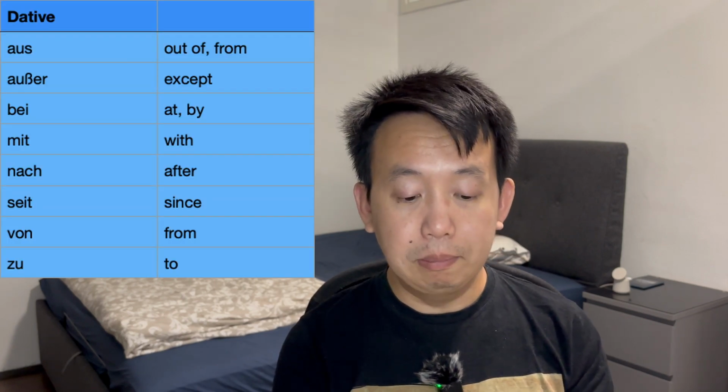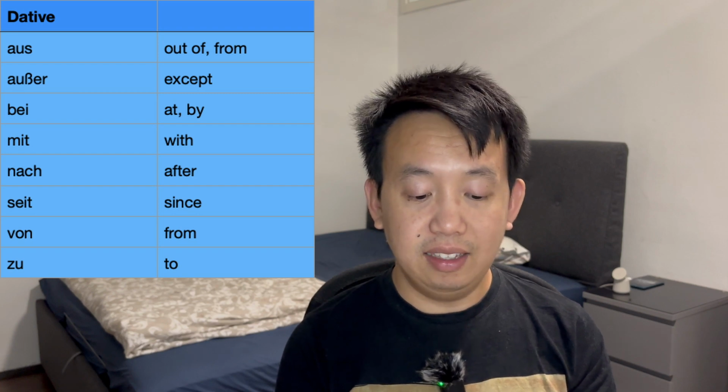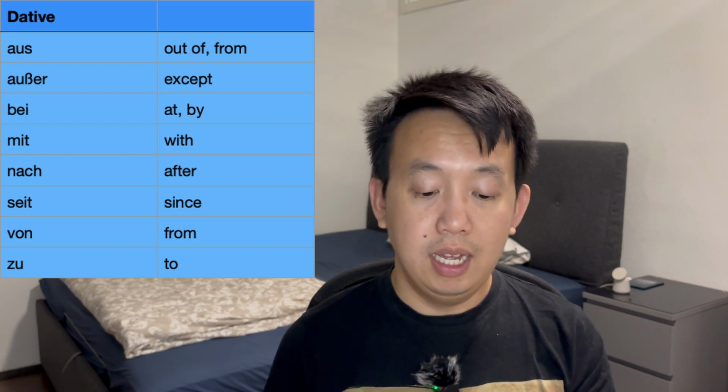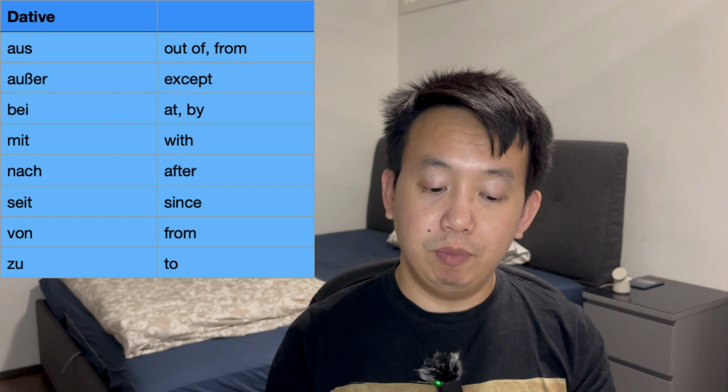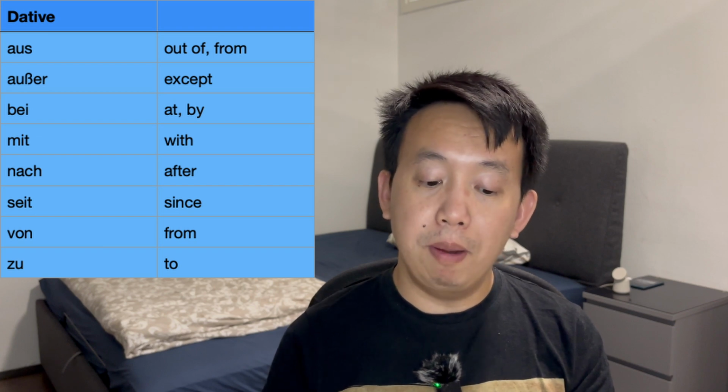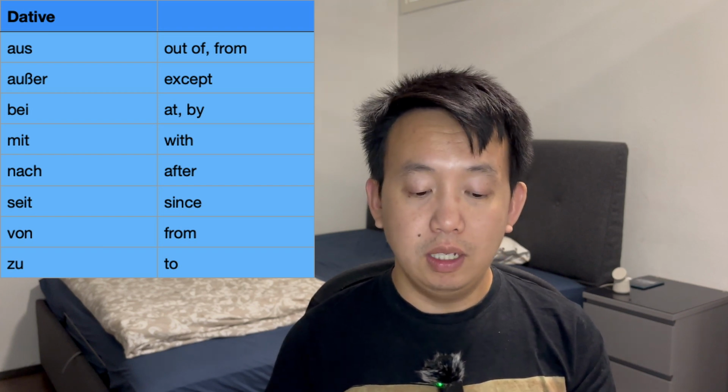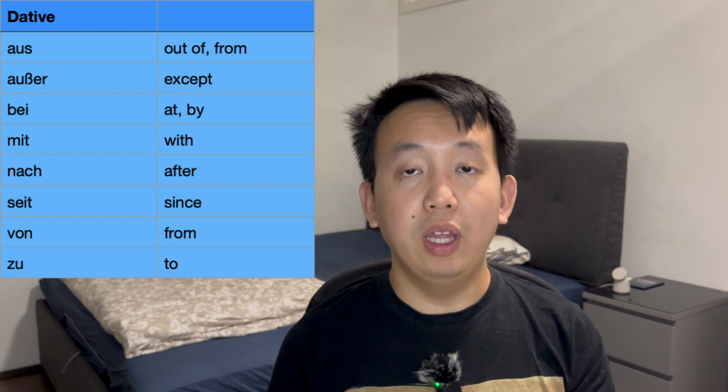And there are also some prepositions that are always followed by dative. The list is a little bit longer. You will have aus, außer, bei, mit, nach, seit, von, zu. And again, here the one that you might want to remember from the get-go is mit, with. So with is followed with dative, but without is followed with accusative.